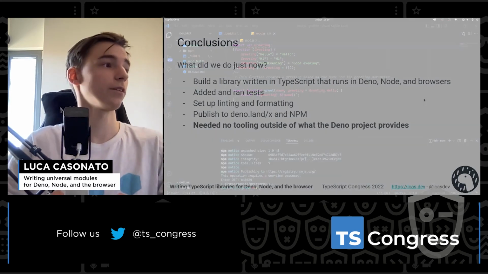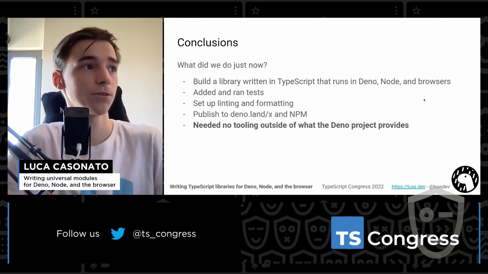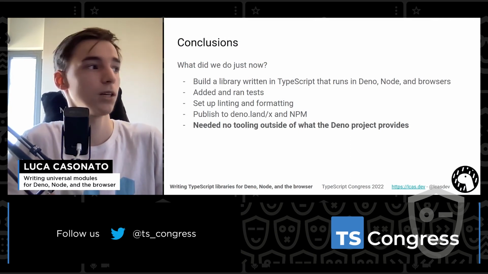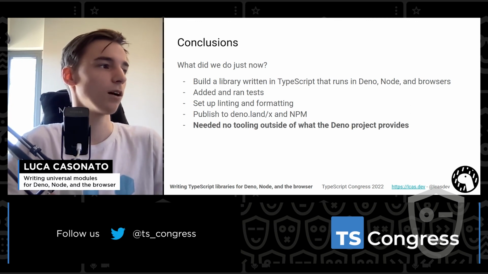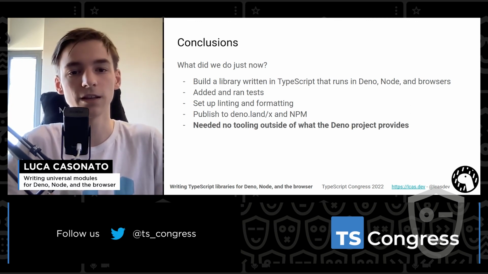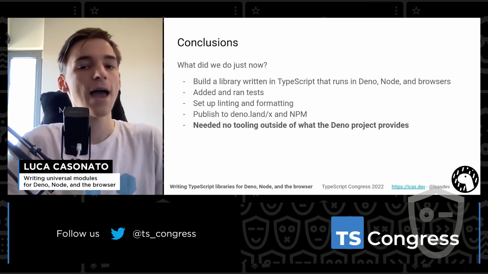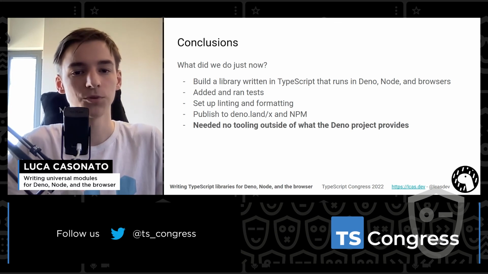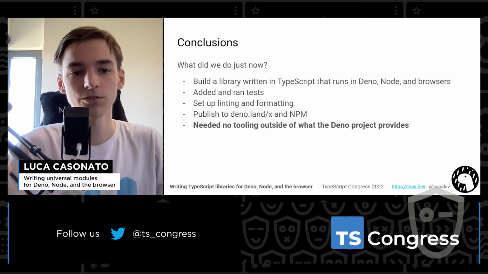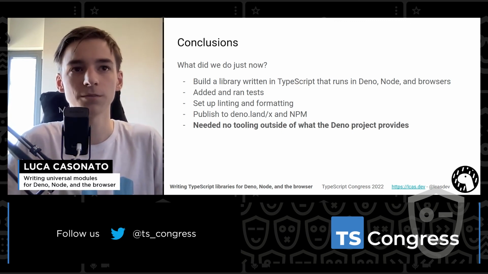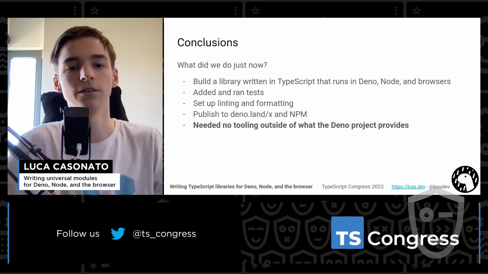Cool. So what have we done today? We built a library written in TypeScript that runs in Deno, Node, and the browsers. We added and ran tests both in Deno and in Node. We set up linting and formatting. We can publish to deno.land/x and npm our package so that it can be used by both Deno users and Node users. And most importantly, we did not use any tooling which was not provided by the Deno project, right? We used the Deno CLI, we used the VS Code extension for Deno, and we used DNT. And all those are provided by the Deno project. So it's like this fully integrated tooling system.